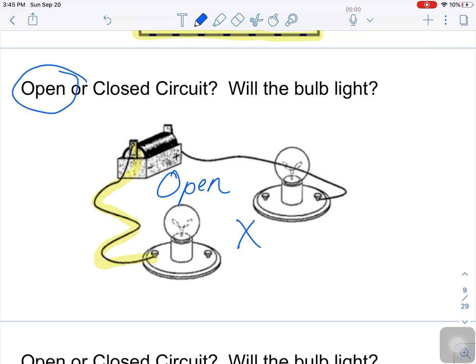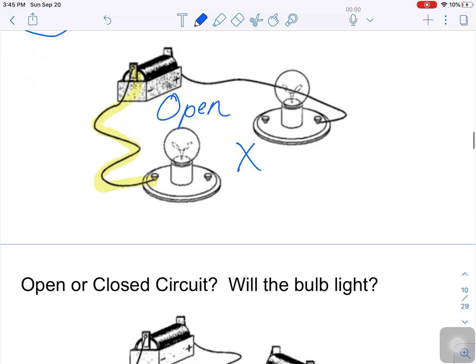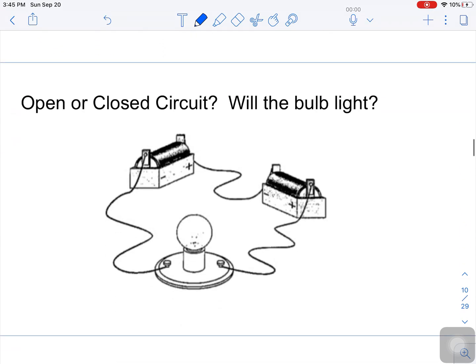Sometimes we call that an incomplete circuit too. So those bulbs aren't going to light. This one, open or closed circuit? I'm going to look here, negative charged particles. Those electrons are going to flow into the bulb, out of the bulb.